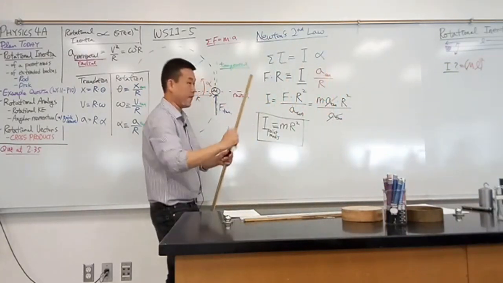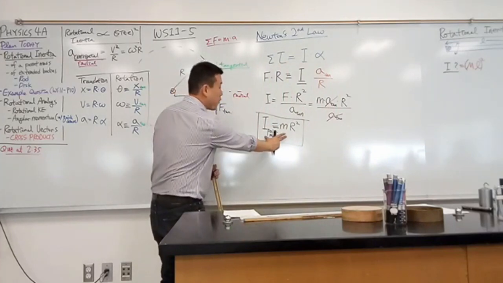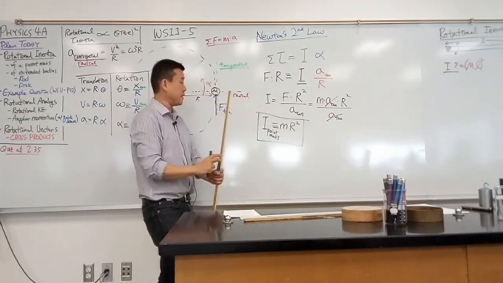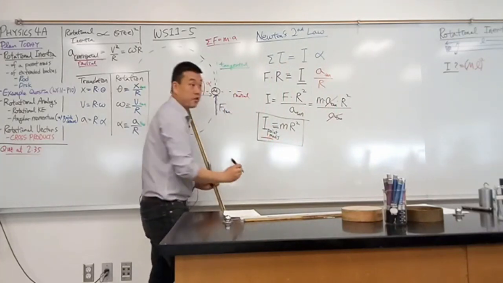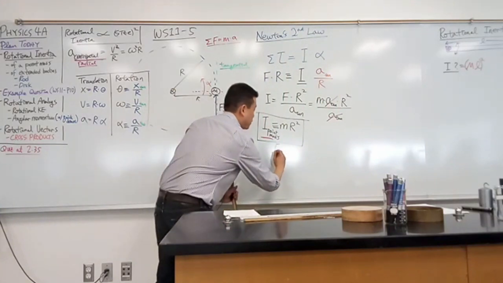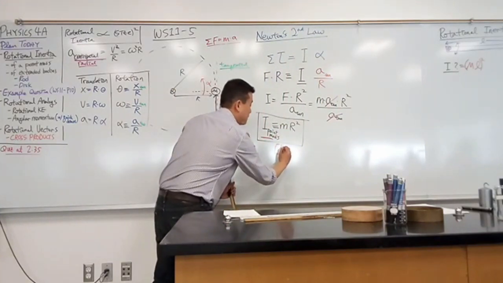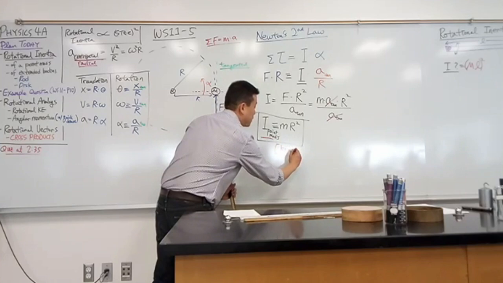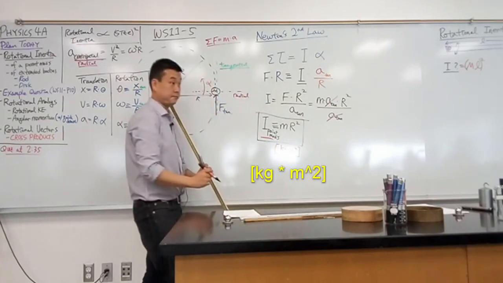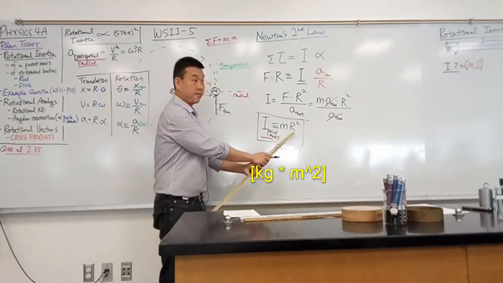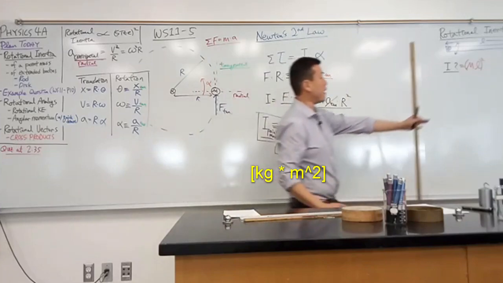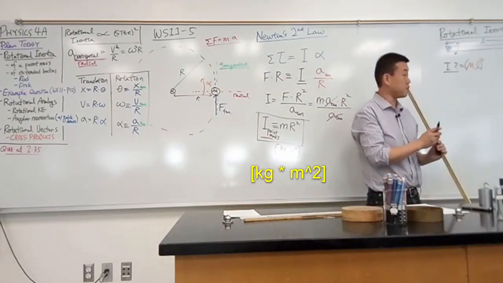I'm glad that this got brought up. So this formula gives you one thing for sure. It gives you the unit of rotational inertia. When you look at the unit of rotational inertia, it's going to be kilogram times meter squared. Mass times length squared. And when we do this correctly here, we will also get that unit.